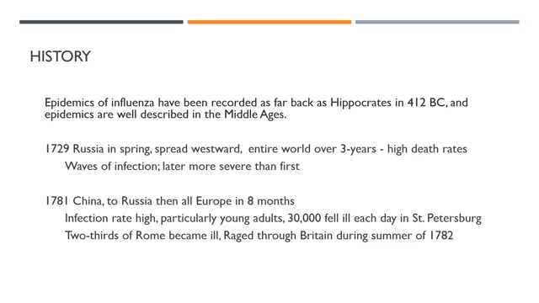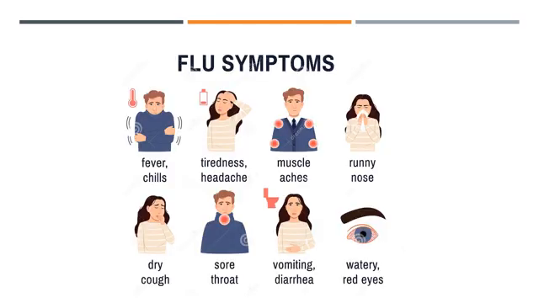Then in 1781, we had one that started in China, then it went to Russia, and then to Europe, all in 8 months. The infection rate was really high, particularly in young adults. And here's one stat: 30,000 fell ill each day in St. Petersburg. 2/3 of Rome got ill. It raged through Britain in the summer of 1782.